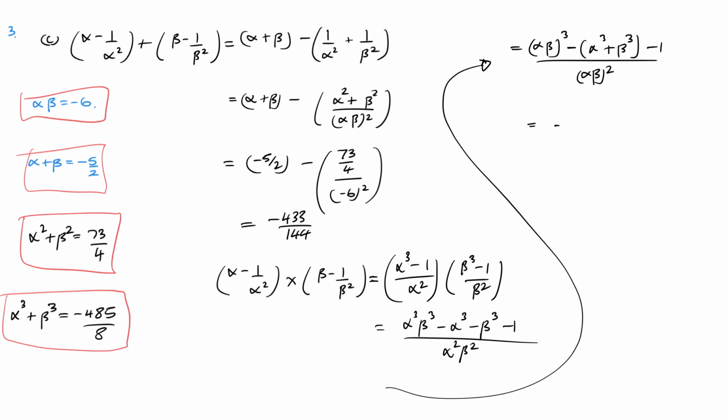So minus 6 cubed minus, and then it's minus 485 over 8 minus 1 over minus 6 squared. And then just jump over to your calculator. And apologies, of course it's plus 1, isn't it? Almost made that silly mistake. Minus 1 times minus 1. Very, very close there. Always worth obviously double checking your work. So 1235 over 288 there.